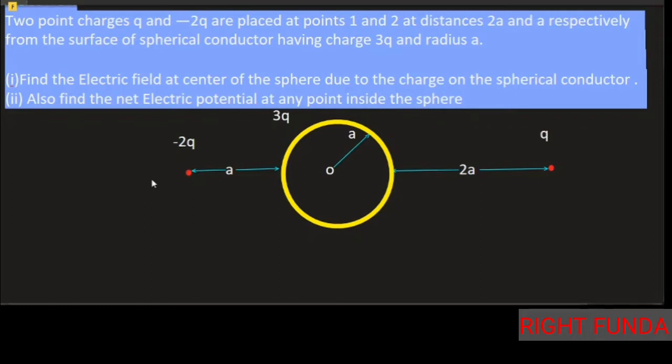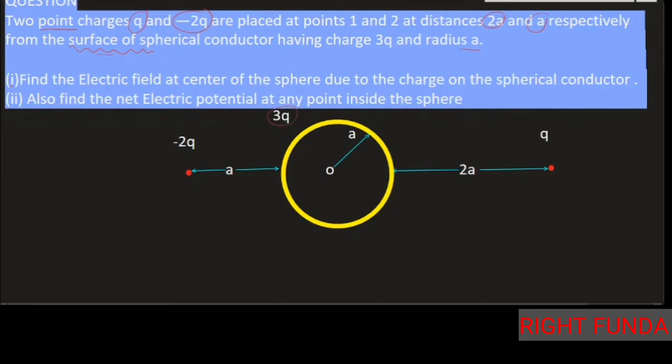So what the question is saying is that here is our sphere, a metallic sphere, and there are two charges. What are the keywords? You see, there are 2 point charges. One charge, q, is at a distance 2a, and the minus 2q charge is at a distance a from the surface of the spherical conductor. Very important: not from the center, but from the surface of the spherical conductor, which already has charge 3q on it, and the radius is a.